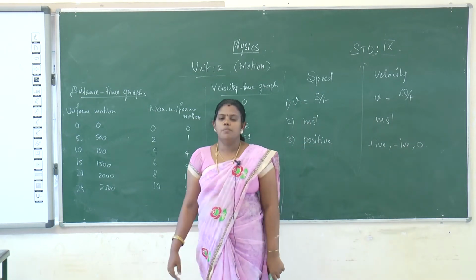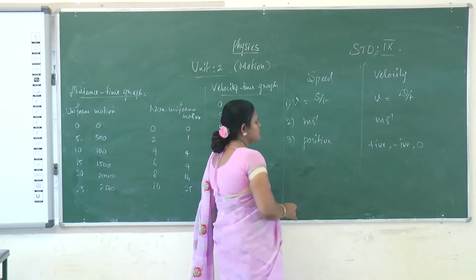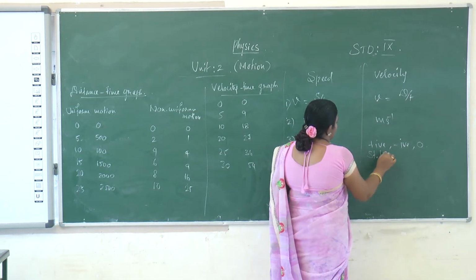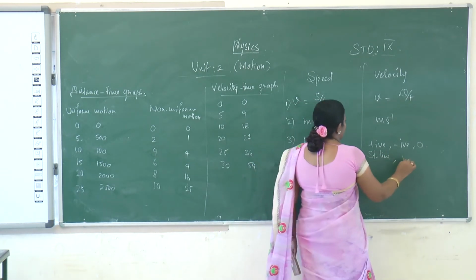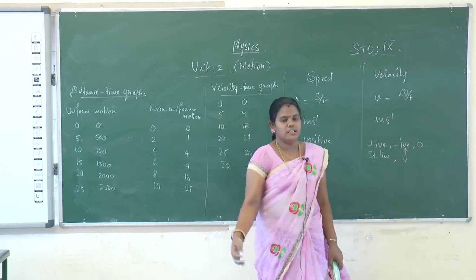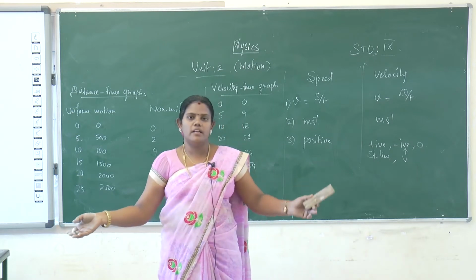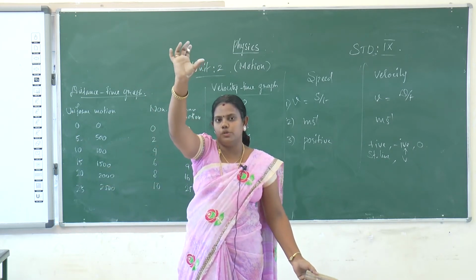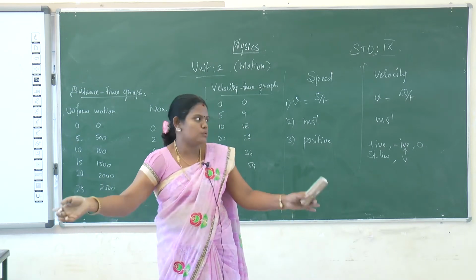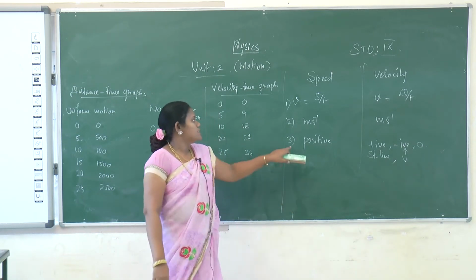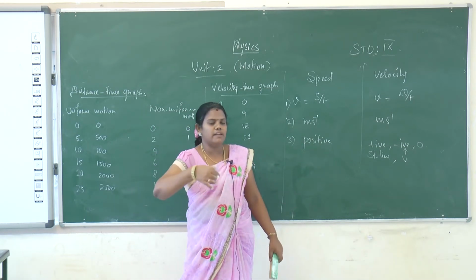When an object is moving in a forward direction in a straight line, in one direction, the velocity will be positive. But in the opposite direction the velocity will be negative. When an object is thrown up and reaches the highest position, the velocity is 0. So velocity has positive, negative and 0 values, but speed only has the positive value.